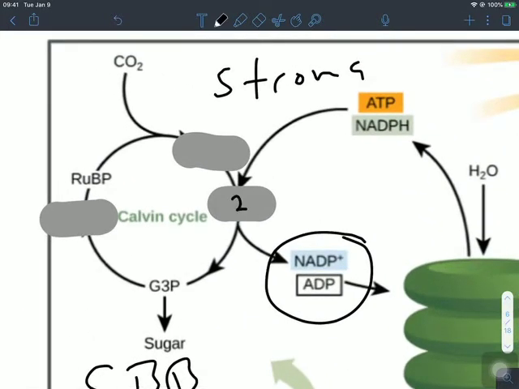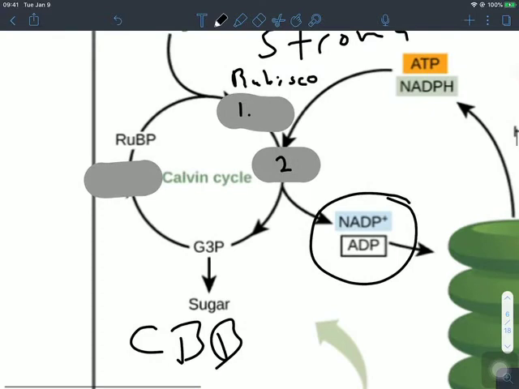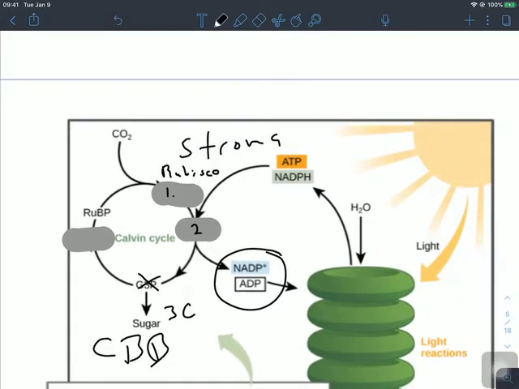In that second step, we call reduction. The first step here is the process of fixation, where rubisco plays that important role. We know that this cycle produces, not that y'all need to know this, G3P molecule, but that the sugar produced is a 3-carbon sugar, because we are talking about C3 photosynthesis.